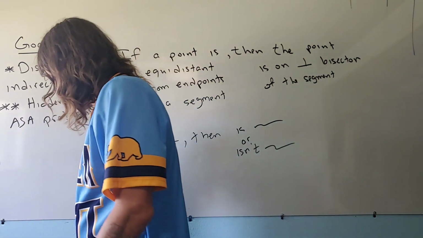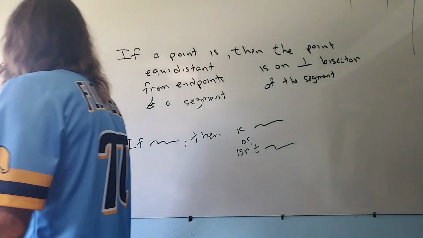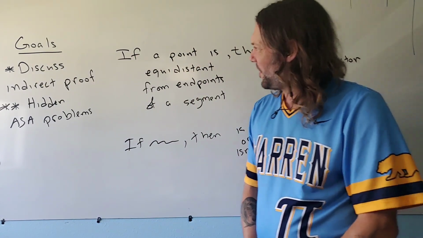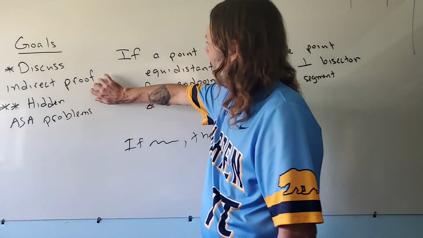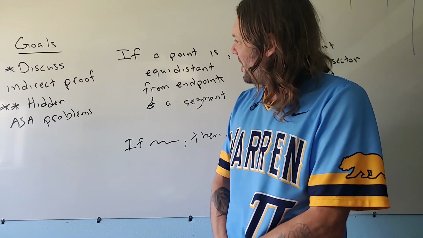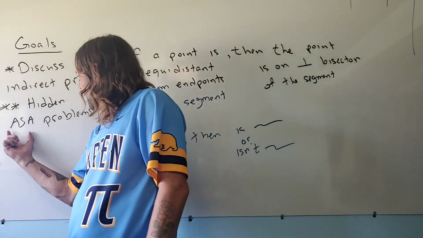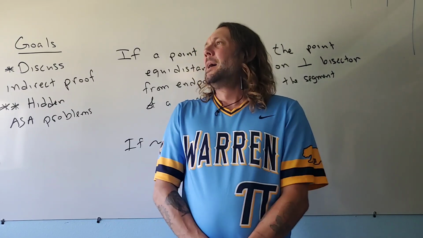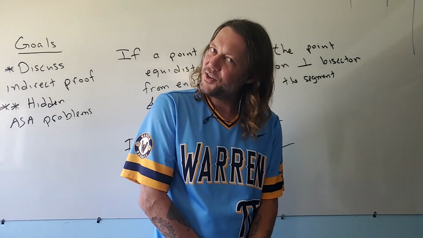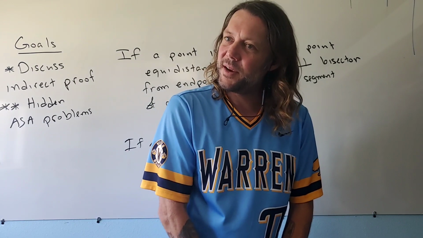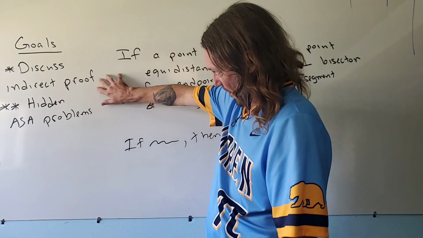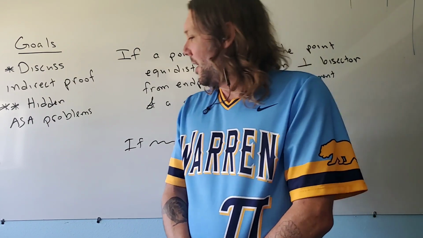So today, I want to just kind of ramble a little bit. I want to discuss kind of the concept behind indirect proof. That was something I mentioned the other day. And then the other thing I want to talk about is that angle, side, angle triangle problems can be hidden. And I'd like to elaborate on how they can be hidden. But let me first talk about the indirect proof idea.